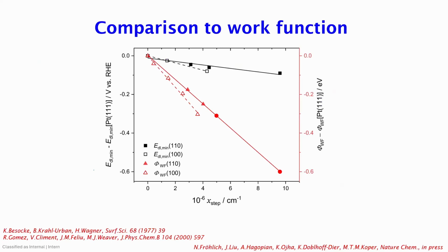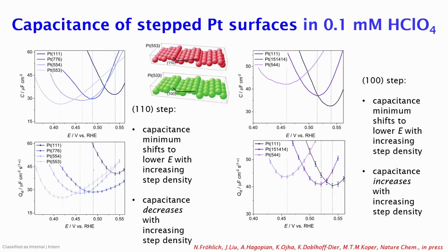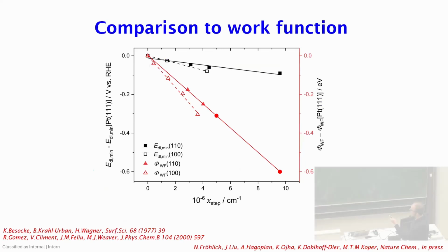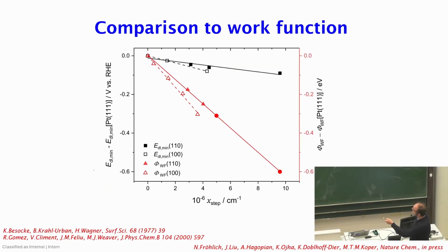And then we can compare, if we believe that this minimum is the potential zero charge, we can compare that to the work function, because in principle, there should be a one-to-one relation between the work function and the potential zero charge, if, of course, the potential zero charge is measured under conditions of pure double layer behavior. There's no chemistry taking place. And it is known, and I guess you know that, as you increase step density, the work function of platinum goes down. And this has been measured for the different step surfaces with different step orientations.